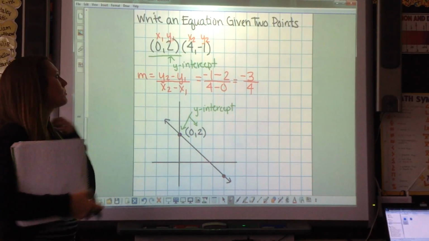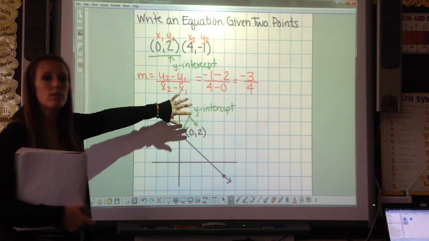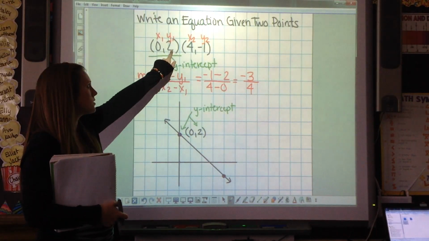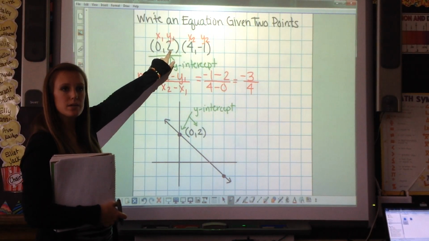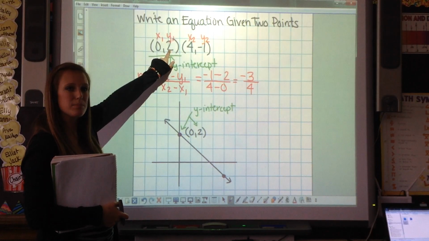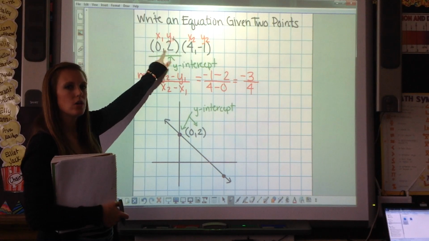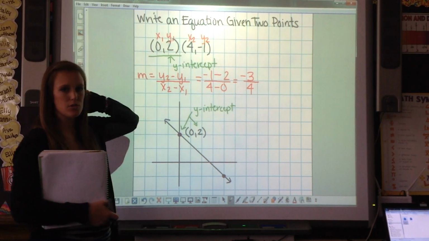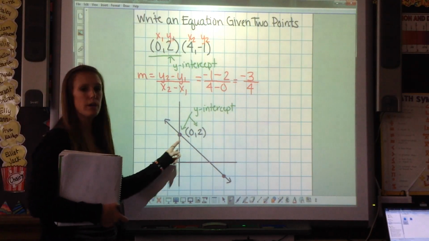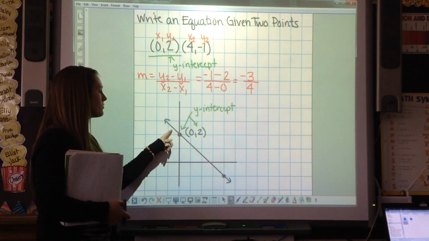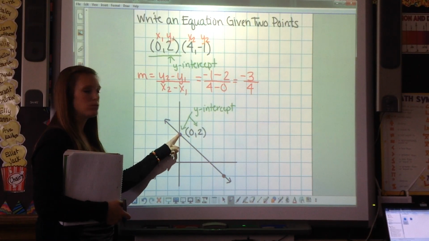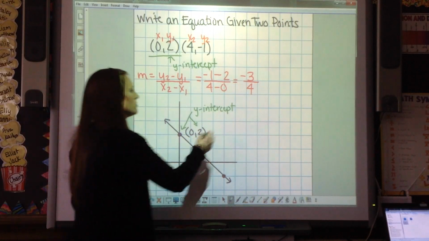I'm going to explain that one more time. Without even graphing, I know that this is my y-intercept because to find the y-intercept, we learned this last chapter, you plug 0 in for x and solve for y. When x is 0, the other number is your y-intercept. And I proved that to you by graphing. This equation runs through the y-axis at 2. So our y-intercept is 2.